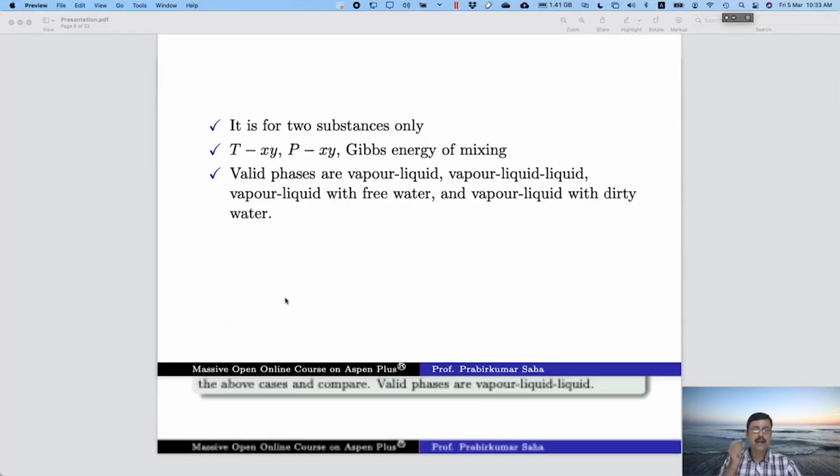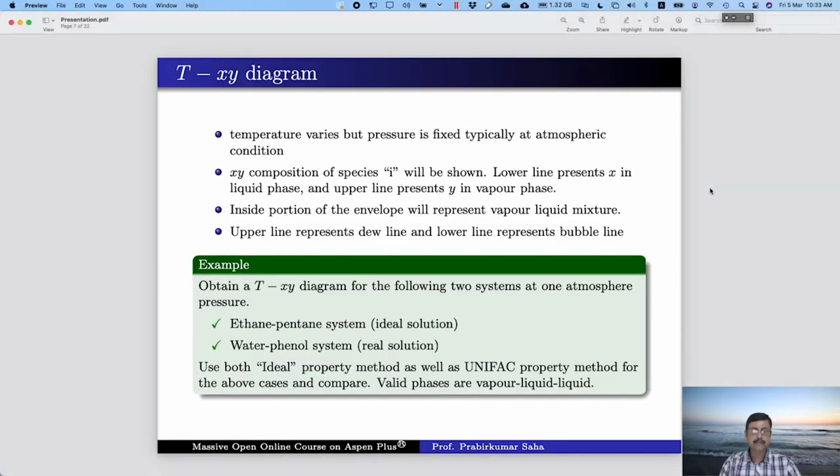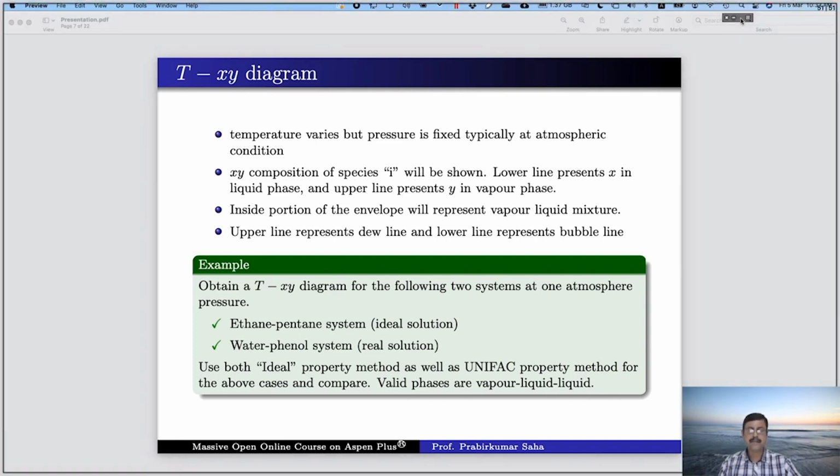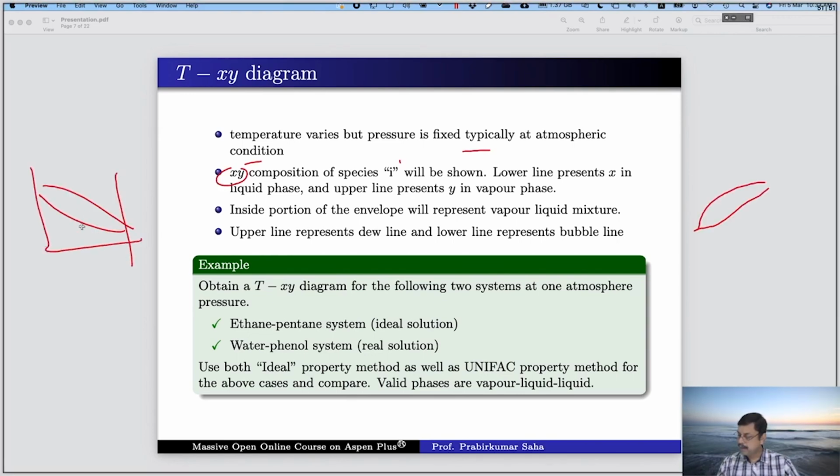Now first we'll learn TXY diagram. Now this TXY diagram, here the temperature varies but the pressure is fixed. So this will represent the X, that is the mole fraction of component in liquid phase, and this is mole fraction of component in vapor phase. So this will be the dew point line and this is the bubble point line. So this TXY diagram will have.